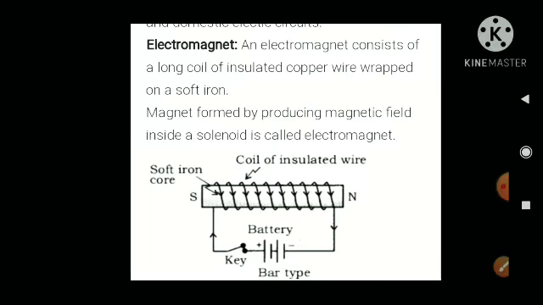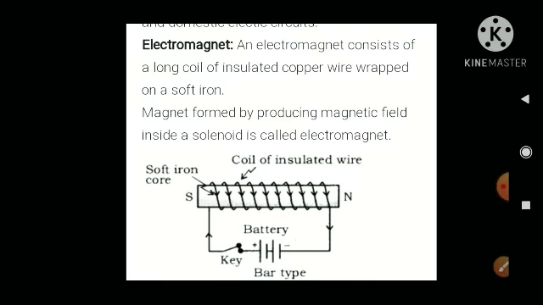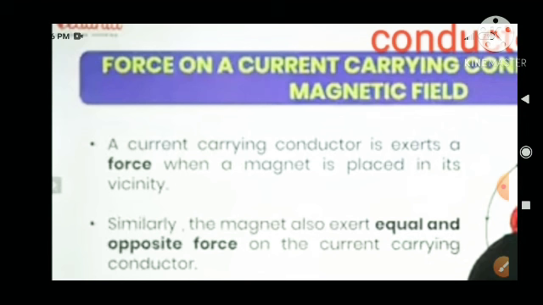We know what an electromagnet is, but when a force acts, what is the direction of the force? This is known as the force on a current carrying conductor in a magnetic field. Why is it necessary to find Fleming's left hand rule? So let's start. The force on a current carrying conductor in a magnetic field looks like this.